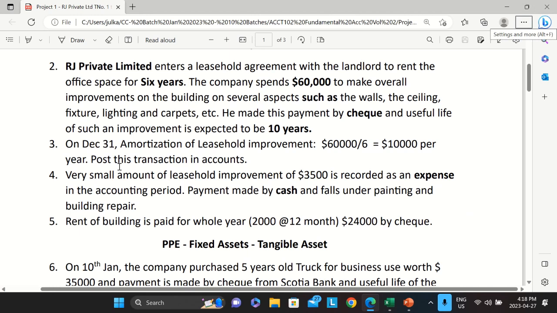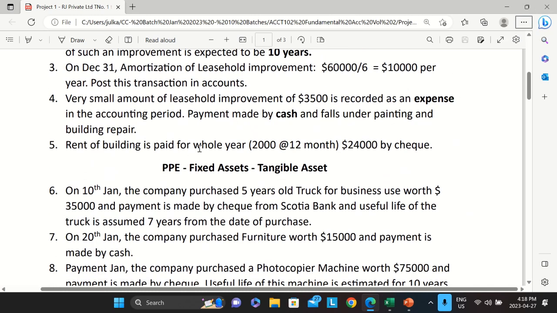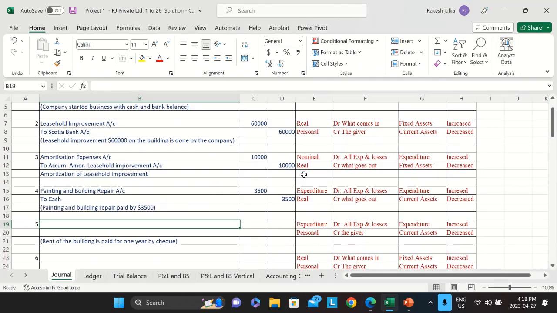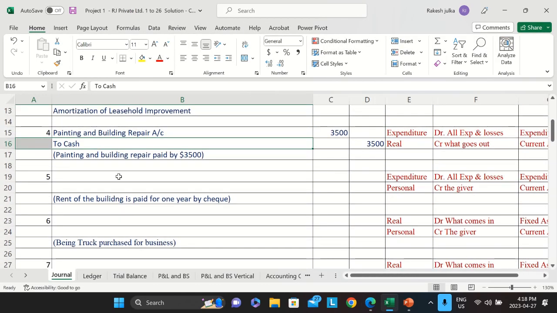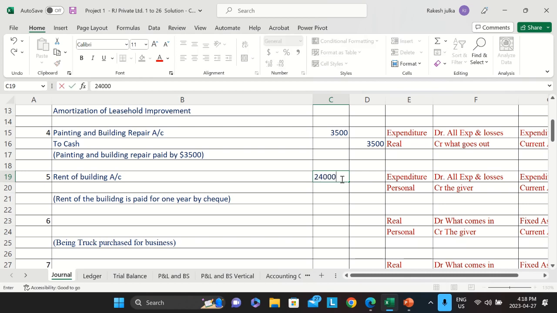The fifth transaction is saying that rent of the building is paid for the whole year, that is 2,000 into 12, 24,000, by check. It means rent of the building account debit to bank. So this will be the next transaction. I can enlarge a little bit. So here the fifth transaction will be rent of the building account debit. How much is the rent of the building? It's 24,000 for 1 year. That will be on the debit side as well as on the credit side.